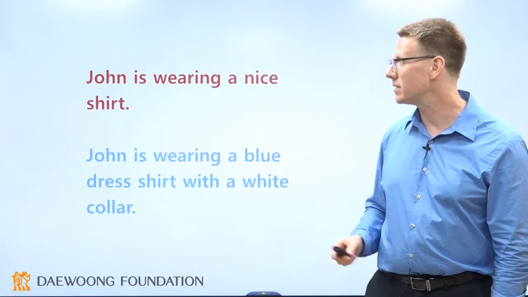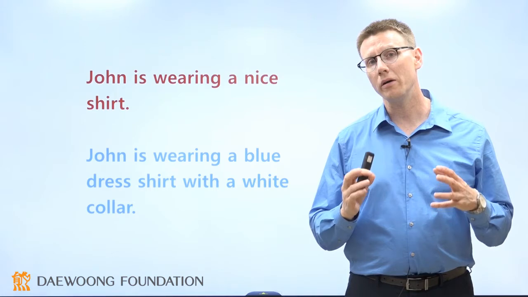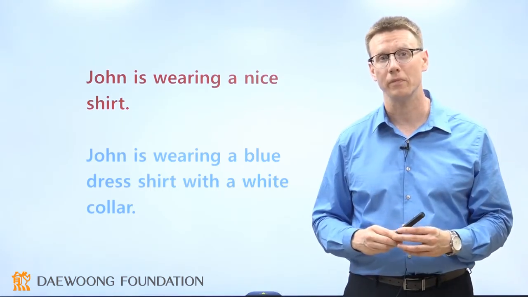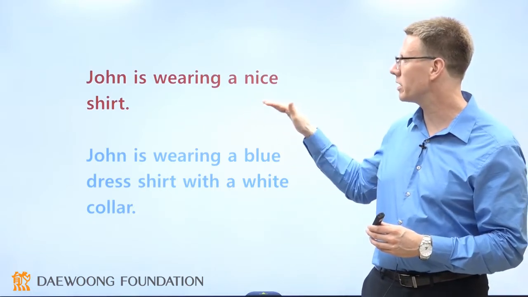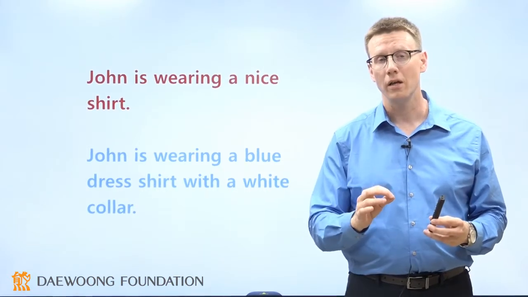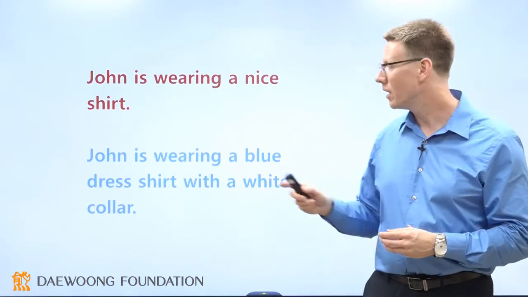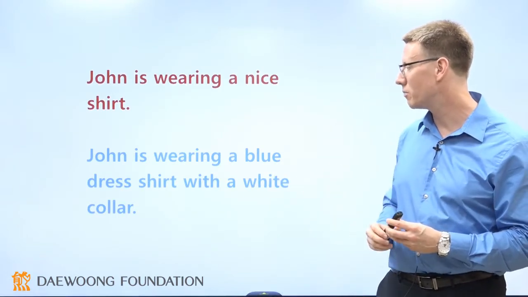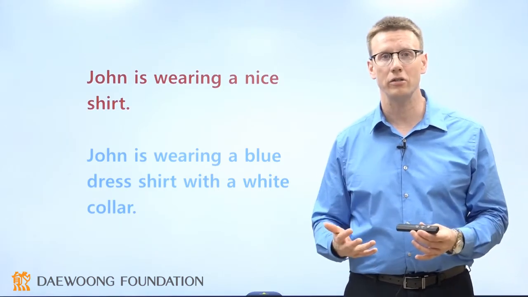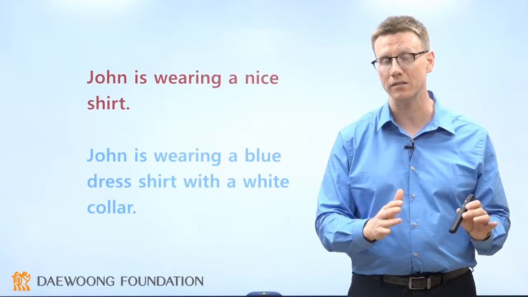So let me show you two sentences. John is wearing a nice shirt. Now, would that sentence be an observation or would that be an evaluation? Well, if we look at this sentence, John is wearing a nice shirt, we see that it's an evaluation statement. It's a judgment. Because we're saying how we feel about the shirt, what's our personal opinion about the shirt. But look at the second sentence. John is wearing a blue dress shirt with a white collar. That's not a judgment, that's not an evaluation, it's simply an observation of what I see. I'm just stating the facts.